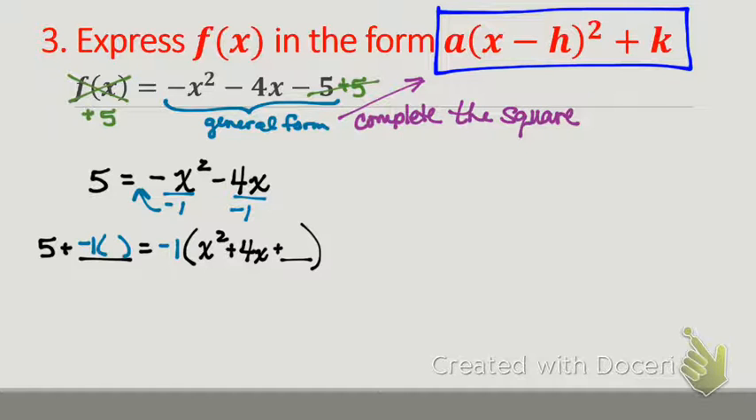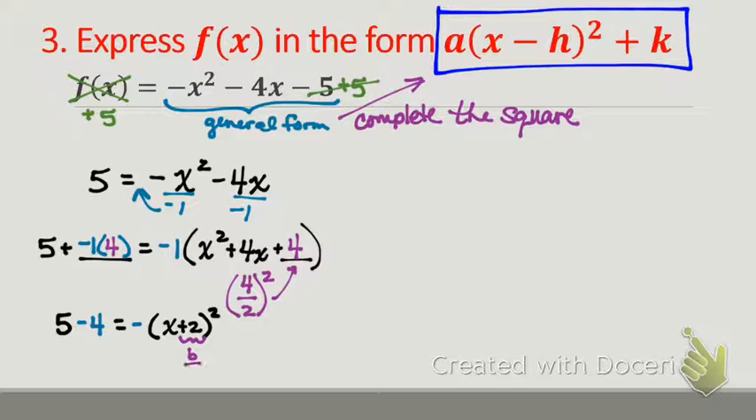How do I find what goes on that line? 4 divided by 2, and then we square it. So what do I have? 4. I put that here and here. All right, so I have 5 minus 4 over here. I have negative. How is this going to factor? x plus 2 squared. Yep. This right here is always going to be b cut in half, but before you do the squaring. So half of 4, that's where we got that from.